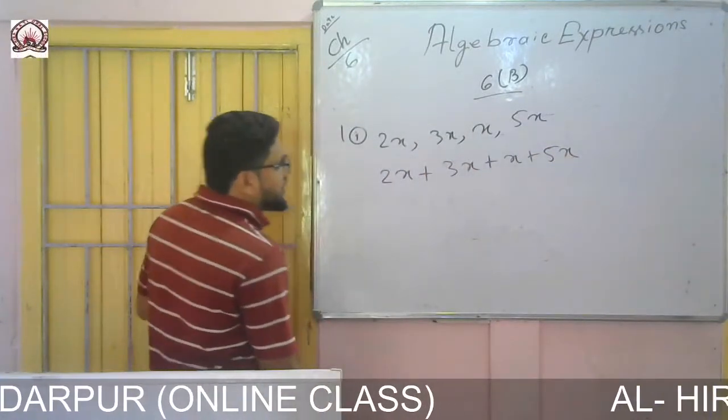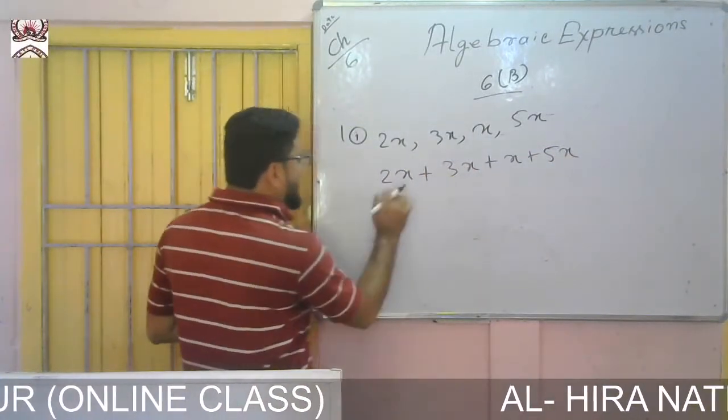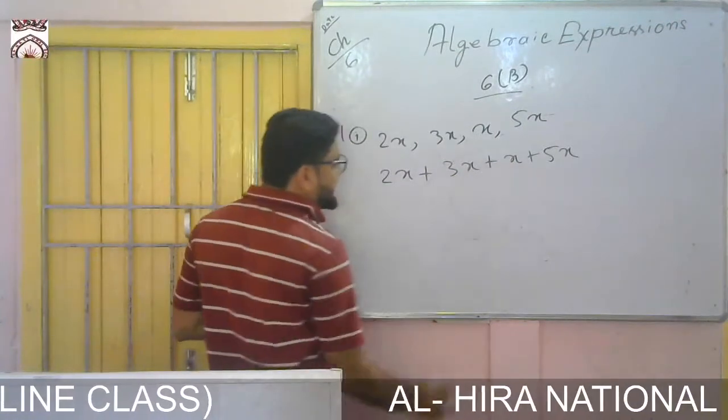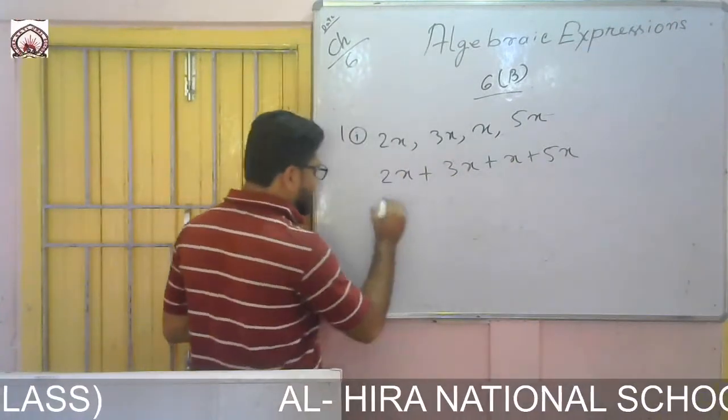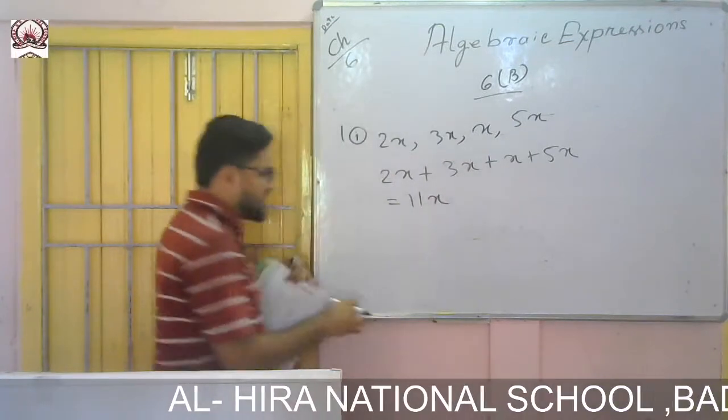So 3 plus 2 is 5. 5 plus 1 is 6. 6 plus 5 is 11. So it is 11x. Understood?